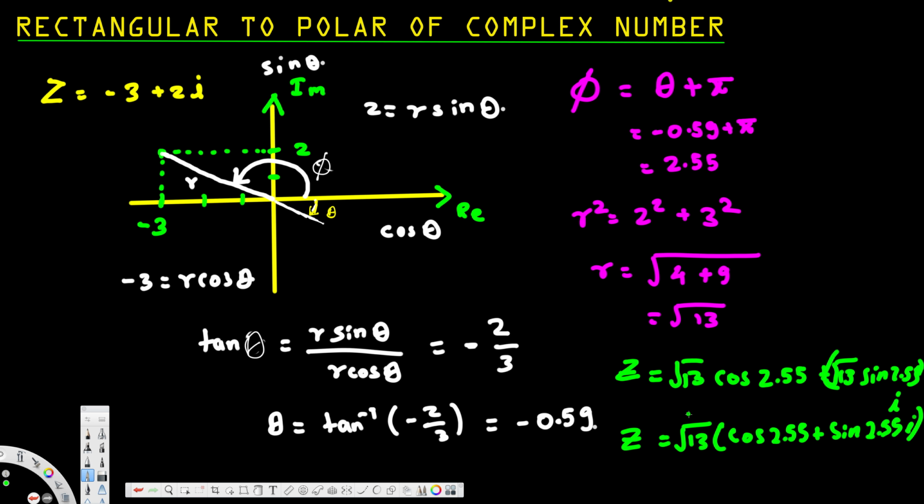And that's how we convert a complex number from rectangular format to polar format. I hope this helps. Thanks for watching.